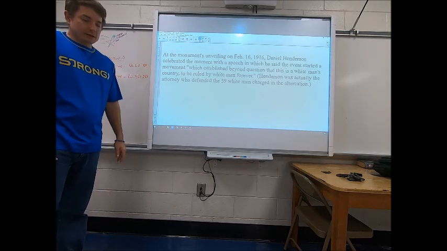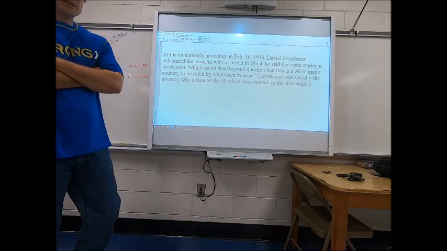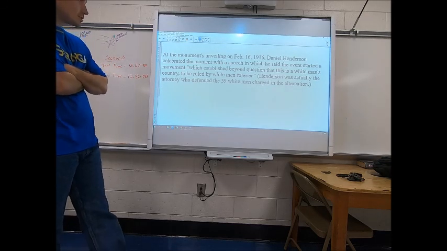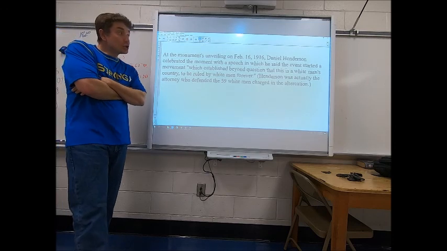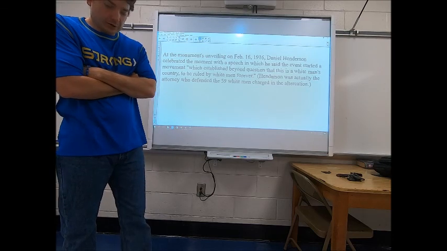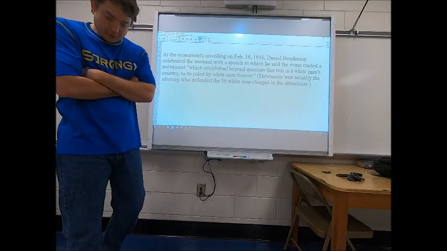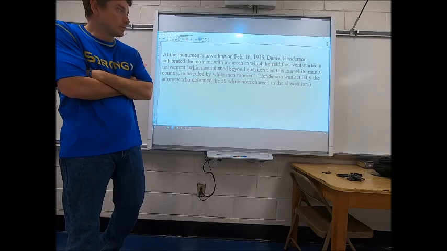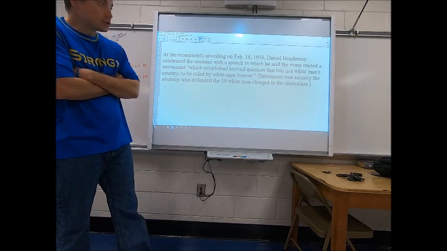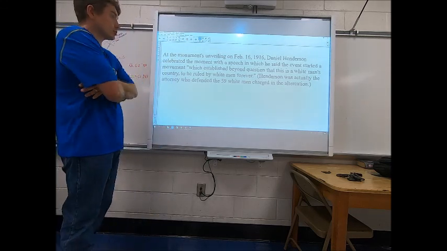At the monument's unveiling, the one in downtown North Augusta, February 16th, 1916, Daniel Henderson celebrated the moment with a speech in which he said, "The event started a movement which established beyond question that this is a white man's country to be ruled by white men forever." So unfortunately, that monument is a huge symbol of racism. It's just nobody knows all about it. Henderson was actually the attorney. There were 59 white men charged in the Hamburg massacre. He's the attorney that gets all 59 of them found innocent and gets the charges thrown out.